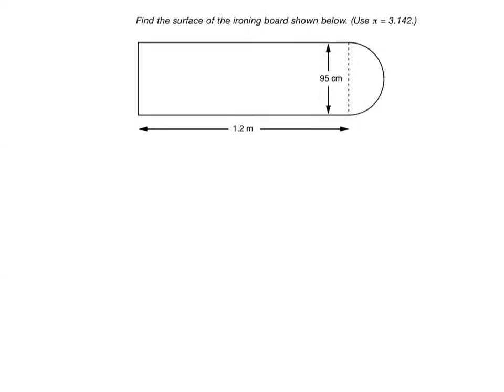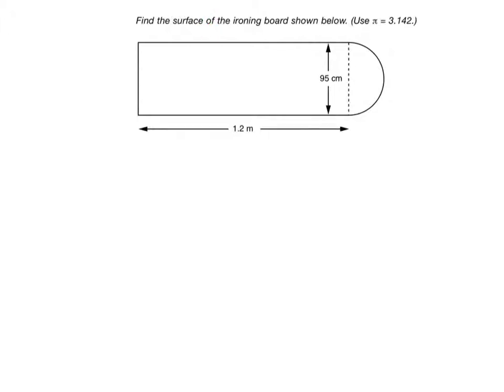In this example, we are going to look at how we work out the area of a composite shape. In this case, the composite shape is a rectangle and a semicircle. And remember, the word composite means two different things put together. So the question actually says find the surface of the ironing board shown below. I think what the question actually means is find the surface area.